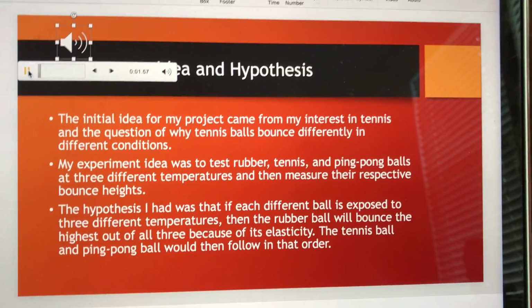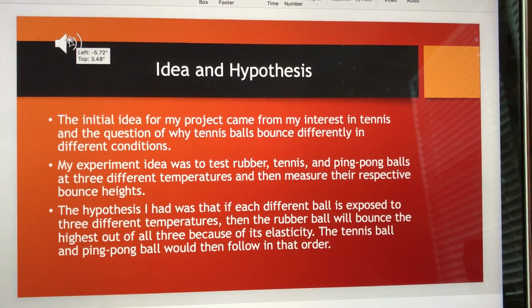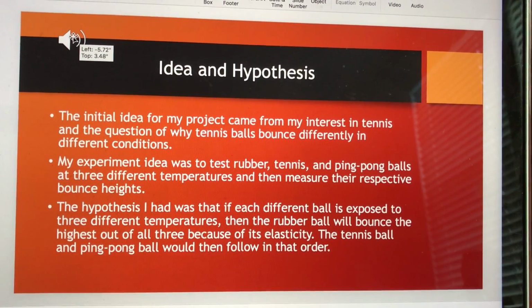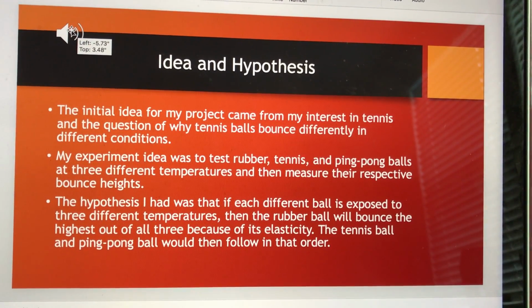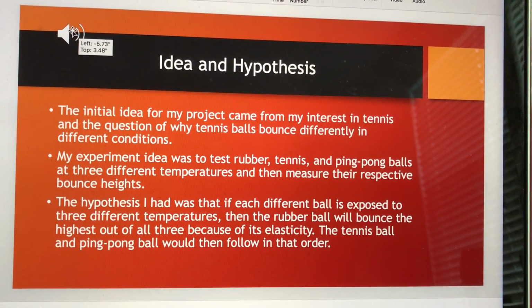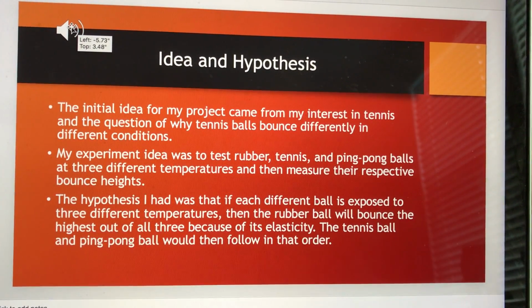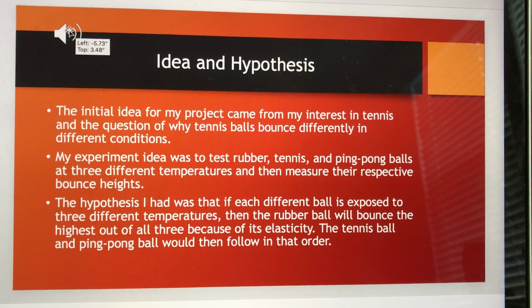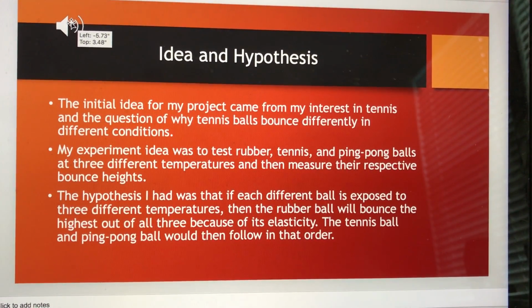I'm a competitive tennis player, and I've always been interested in why tennis balls bounce differently in different conditions. My experiment idea was to test rubber, tennis, and ping pong balls at 3 different temperatures and then measure their respective bounce heights. My hypothesis was that if each ball was exposed to 3 different temperatures, then the rubber ball would bounce the highest out of the three because of elasticity. The tennis and ping pong balls would then follow in that order.